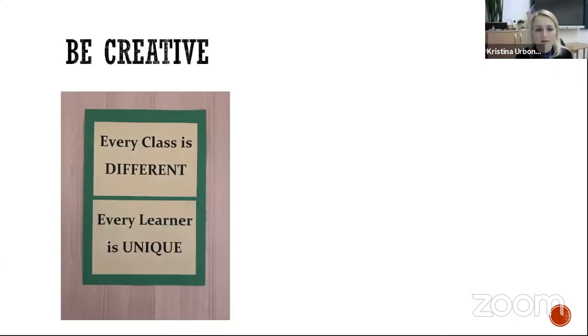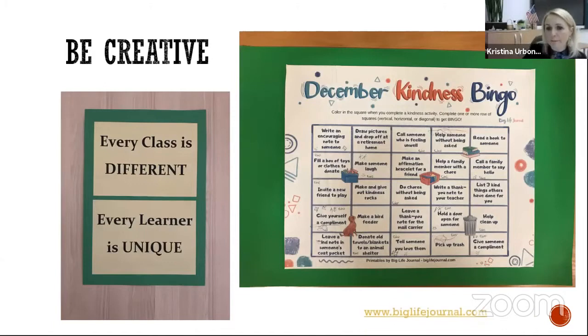Now, the next tip would be creative. For example, here I have a poster on my classroom door. Every class is different. Every learner is unique. Nothing special, you would say, but this way I show my attitude towards my students. I show them that I believe in their uniqueness, I believe in their strengths, and I believe that they can move on and improve.